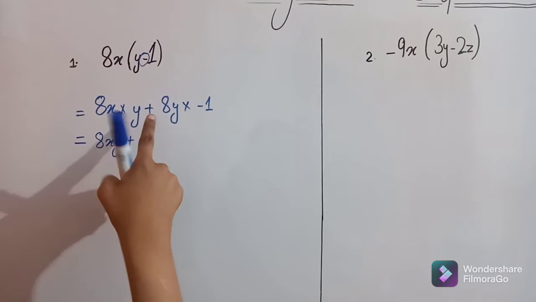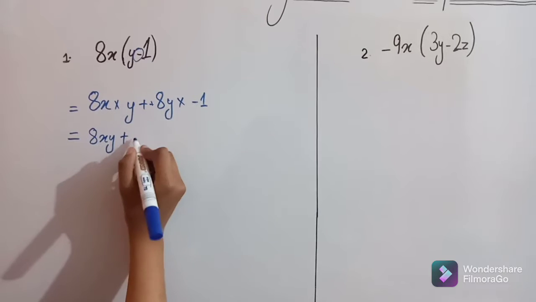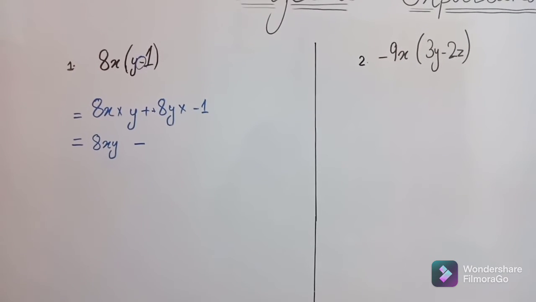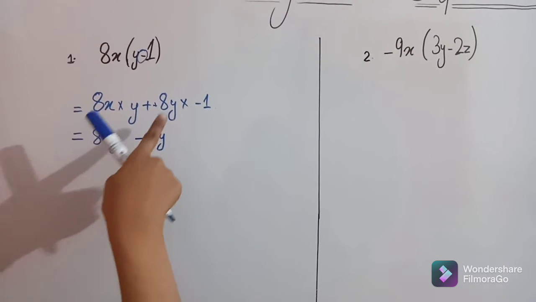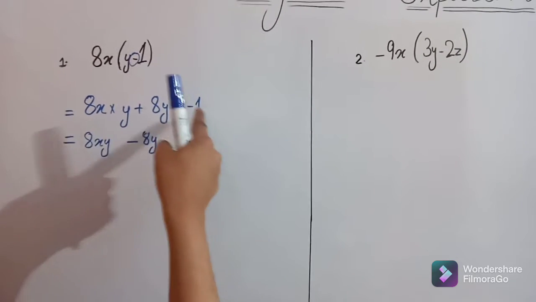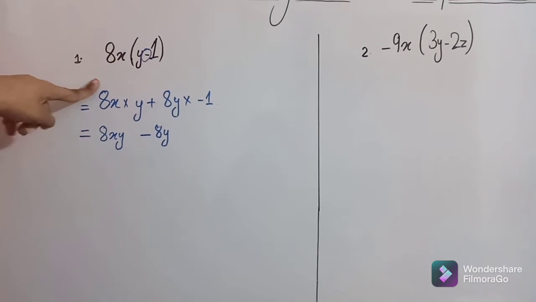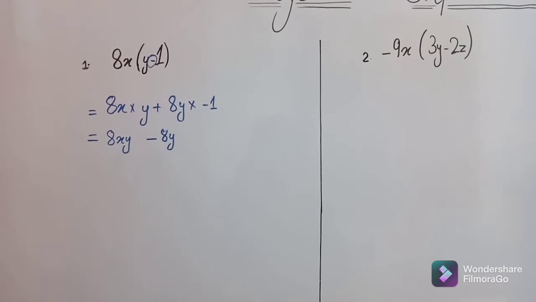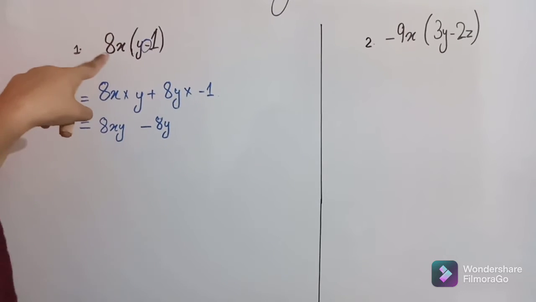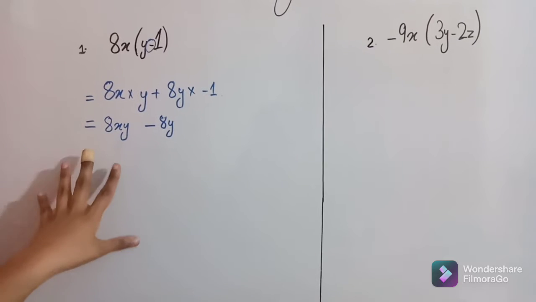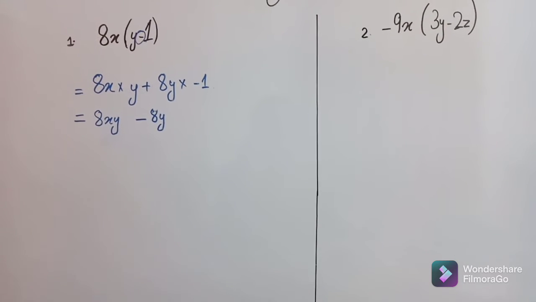8xy plus 8x times minus 1. 8 ones are 8, but plus minus is minus. This plus will not be here, it will be minus 8x. So 8xy minus 8x. That is our answer. When we solve this question, 8x bracket open, y minus 1 bracket close, what we did, we just simplified these brackets. We just solved the bracket. 8x multiplied by y and 8x multiplied by minus 1. 8xy minus 8x, plus minus is minus, and 8 ones are 8x as it is. 8xy minus 8x. So now let's solve another part.